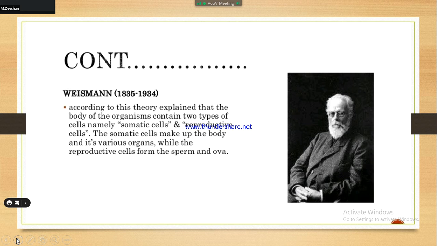Basically, what is this theory? According to Weismann, this theory explained that in the organism there are two types of cells: somatic cells and reproductive cells. Somatic cells make up the body and its various organs, while the reproductive cells form the sperm and the ova.